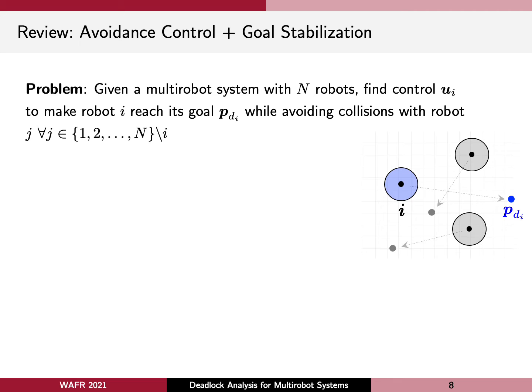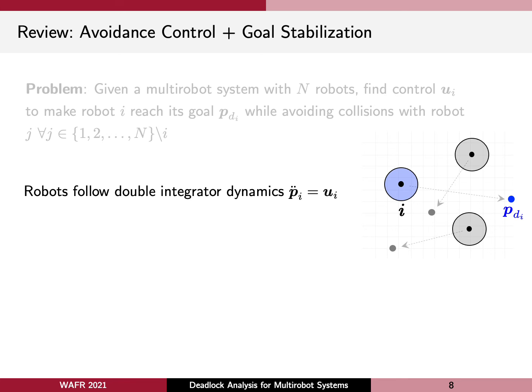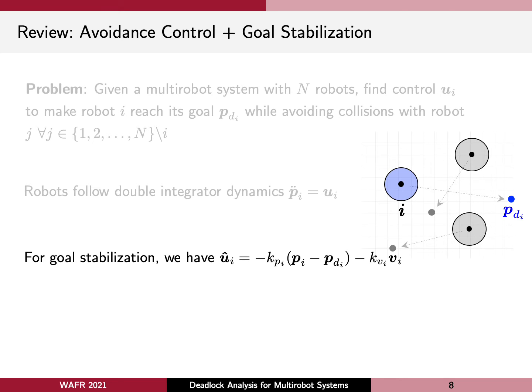This robot's problem is to find a control u_i to make it reach its goal p_di while avoiding collisions with every other robot. All these robots are acceleration controlled, so they follow double integrator dynamics. We assume that there is a user-prescribed nominal control for each robot, which is simply a PD controller.